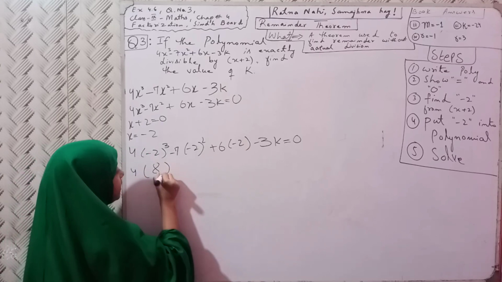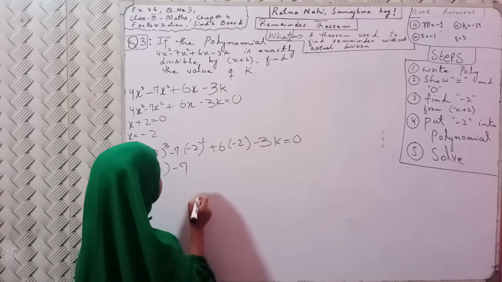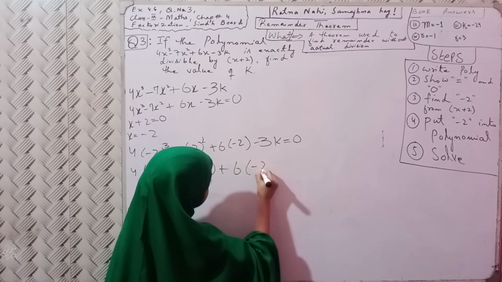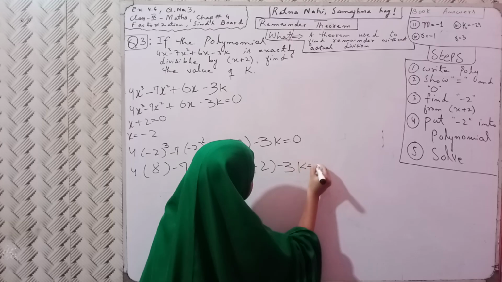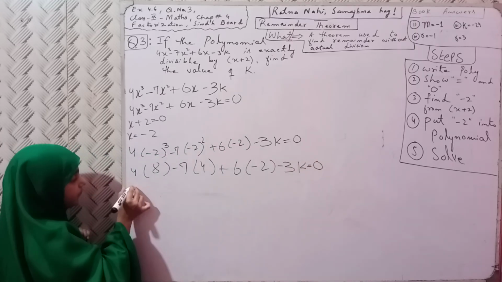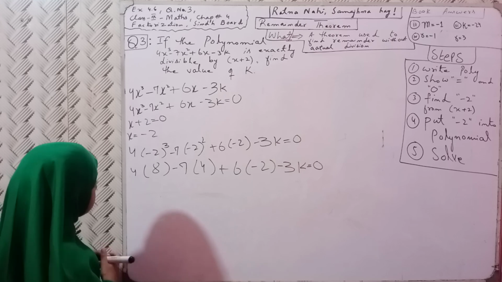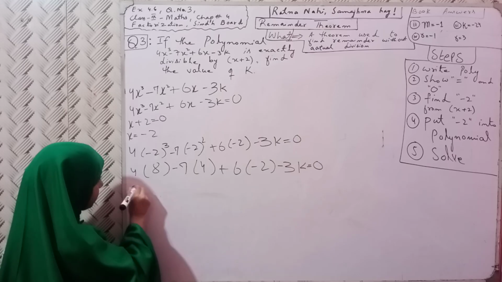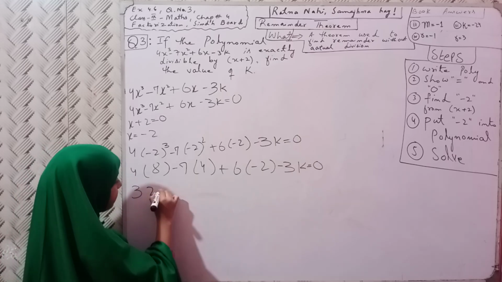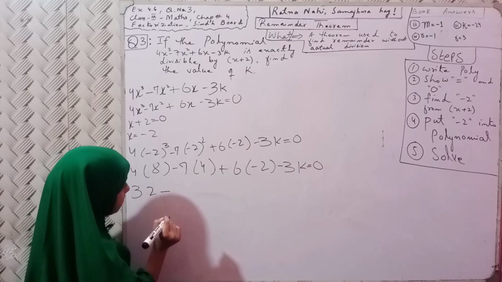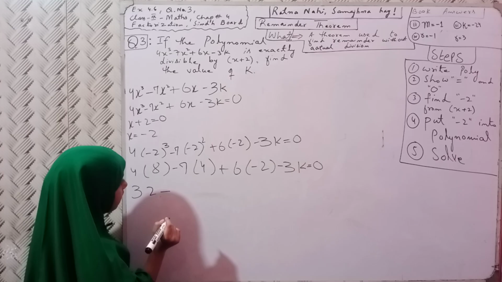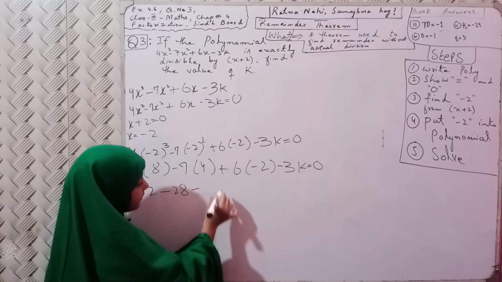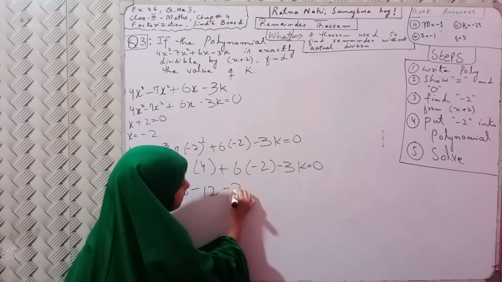So here it will become 4 times minus 8 is minus 32, then minus 7 times 4 is minus 28, then plus 6 times minus 2 is minus 12, then minus 3k is equal to 0.